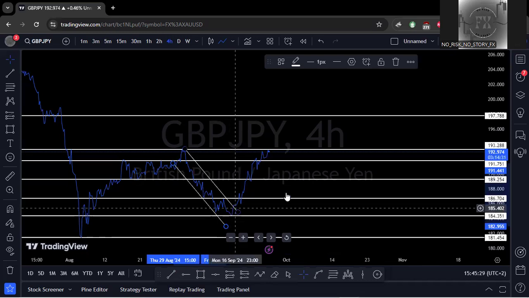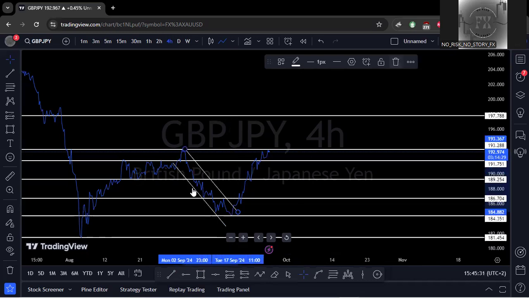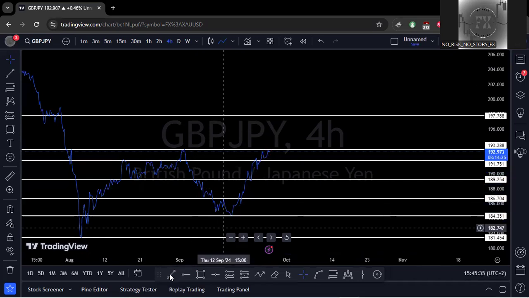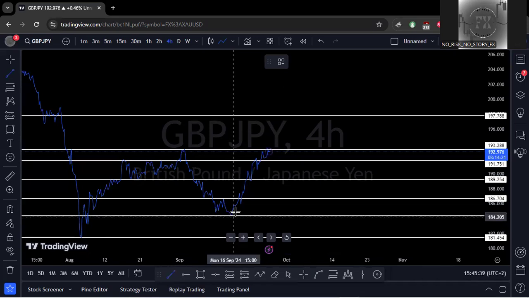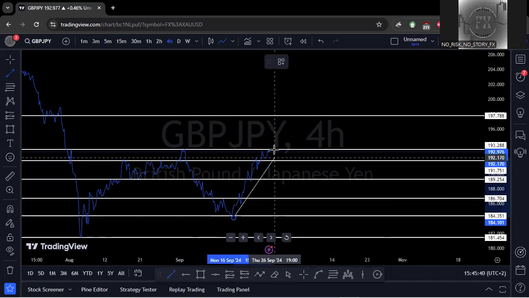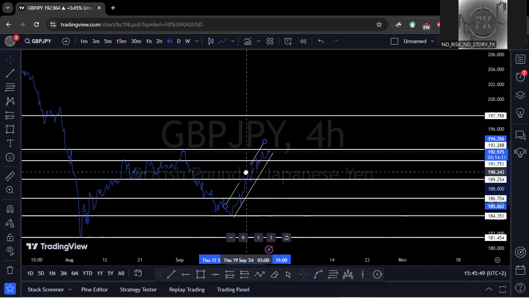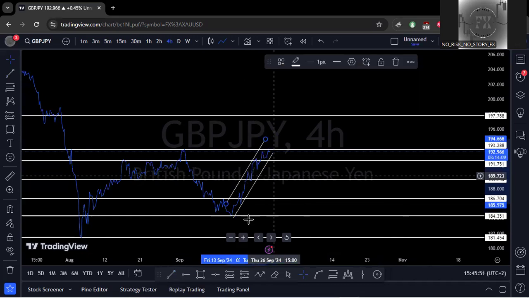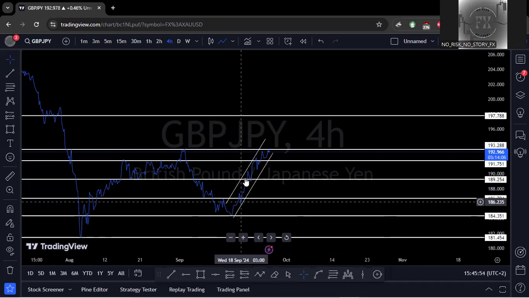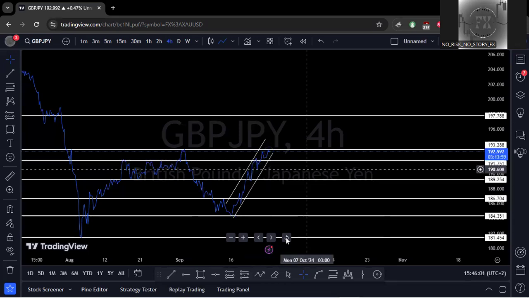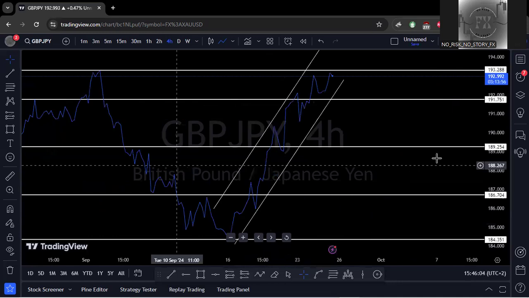But now we're currently in a bullish trend, right? I say that this is a bullish trend because the market is making higher highs and higher lows, higher highs, higher lows, higher highs, and higher lows, right? Just like this.